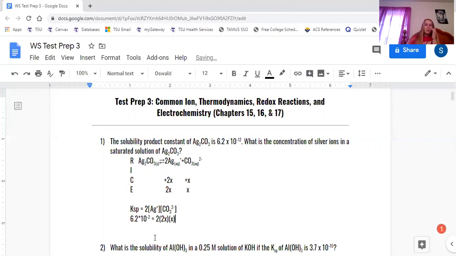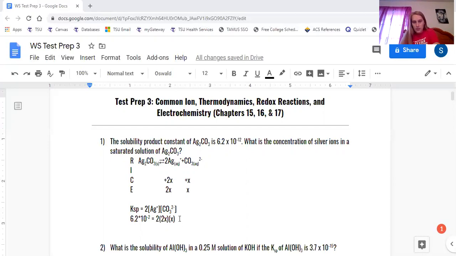Yes, I'll be posting the key online. And it looks like we've had new people join. If you haven't yet, please send me your full name and your UID in a private message on the chat. But yes, I will be posting the key.